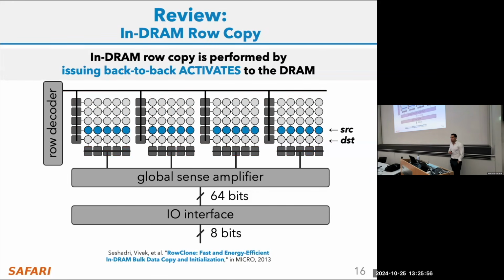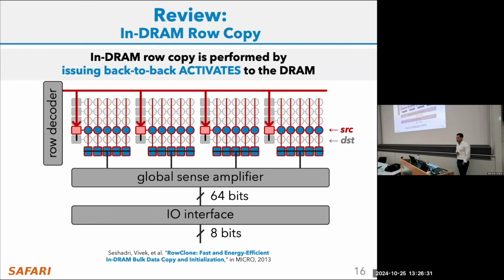So we also saw in the previous lectures that we can use these operating principles of DRAM, this activation command in particular, to perform some simple in-DRAM operations. We start really simple with in-DRAM row copy operations. The goal here is to copy one source row to a destination row without involving the CPU die at all. To do that, we presented this RowClone work, which proposed to issue back-to-back activations to the DRAM row to do these in-DRAM row copy operations.